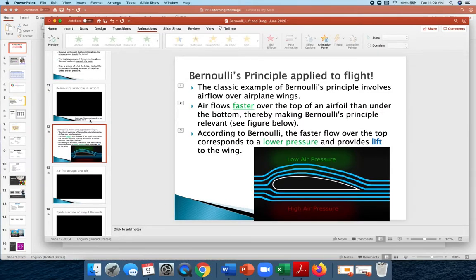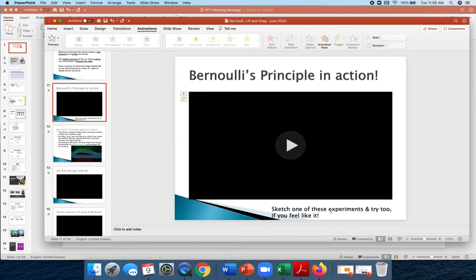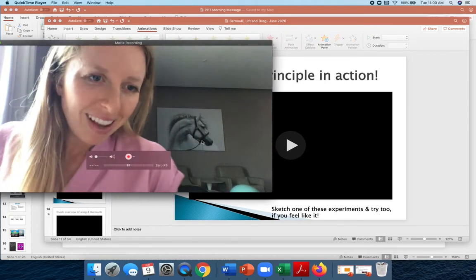And then the other thing I wanted you to do is do a sketch of one of these experiments with the balls, because it's kind of cool.